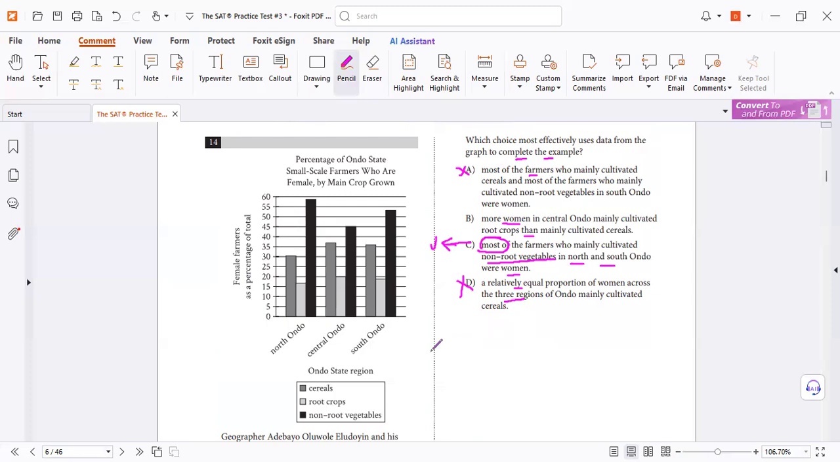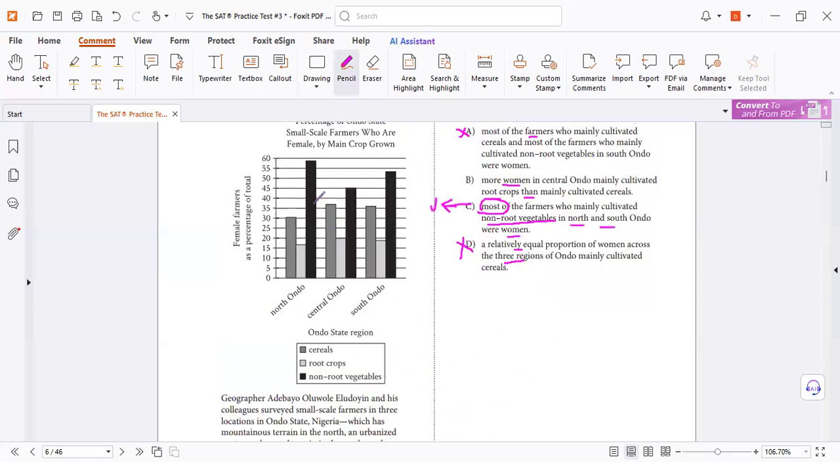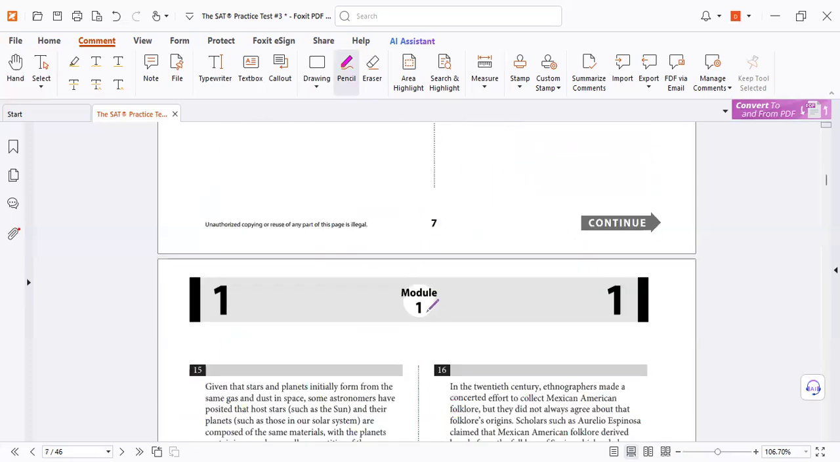Catch it? Yes. And the text says prominent. So expect the prominent part on the graph, because this is the highest one. Right. Try again.